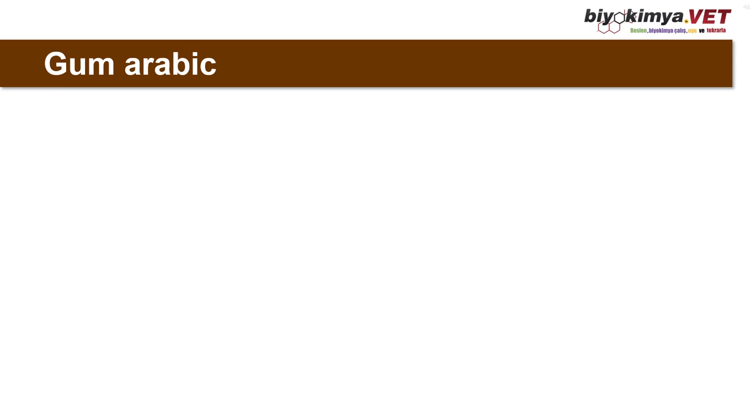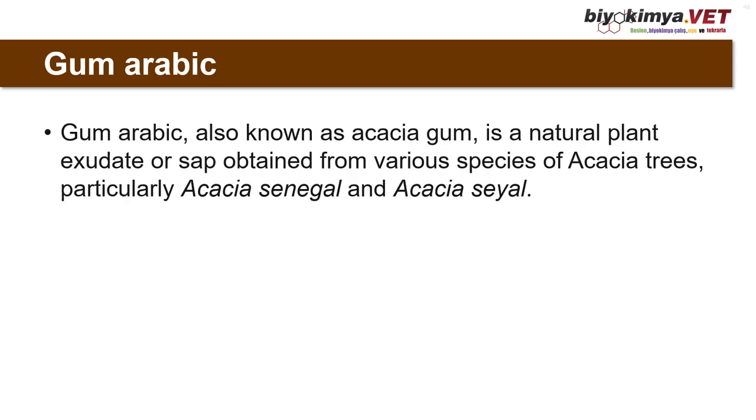Yes, gum arabic. Gum arabic, also known as acacia gum, is a natural plant exudate obtained from various species of acacia trees, particularly Acacia senegal and Acacia seyal.